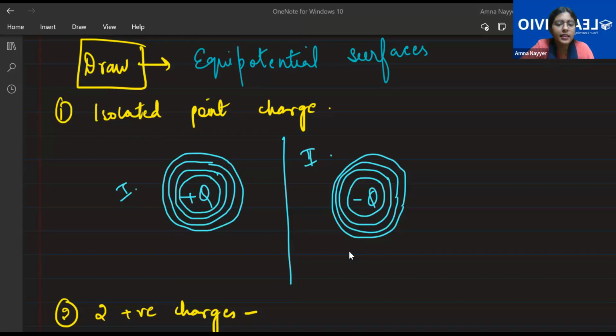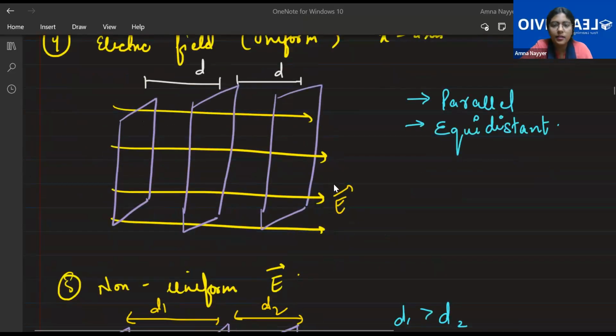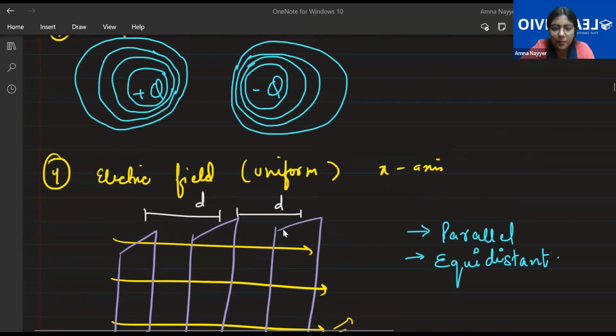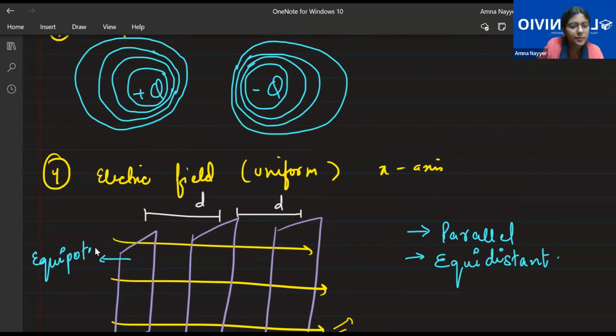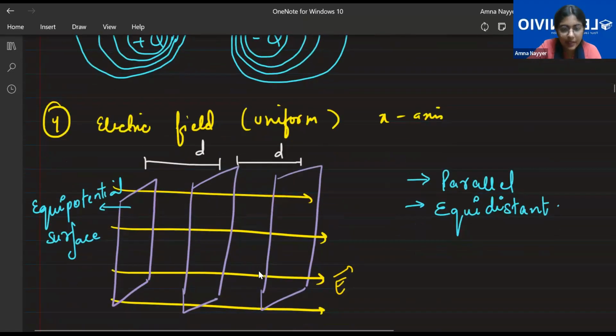Okay, in this case, this one. Yes, in both of these. These are electric field lines. The purple one is the equipotential surface. This one which I've drawn is the equipotential surface. So when the distance between the equipotential surfaces is the same, then the electric field is uniform. Okay. Yes, ma'am.